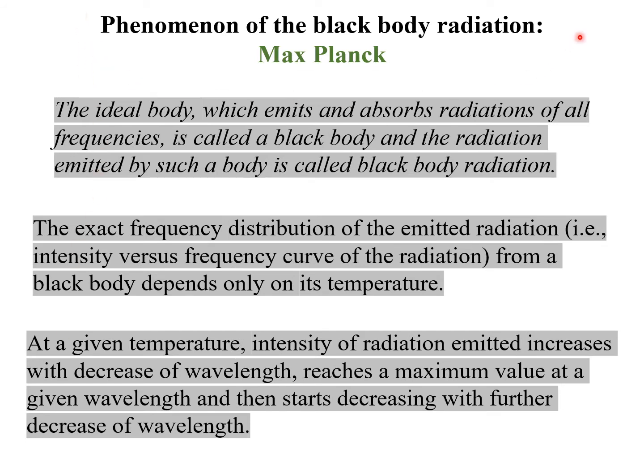So let us talk about the phenomenon of black body radiation, which was given by a very famous scientist called Max Planck. The ideal body which emits and absorbs radiations of all the frequencies is called a black body, and the radiation emitted by such a body is called the black body radiation. So first we need to understand what a black body is. A body which has the capability to absorb and emit radiations of all the possible frequencies of the electromagnetic spectrum is called a black body, and the radiation emitted by such a body is called the black body radiation.